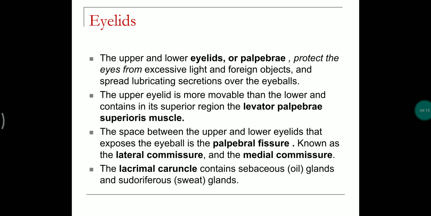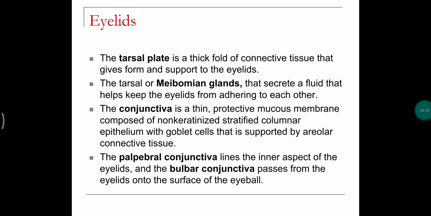Eyelids. Coming to the next sense, the eye, which has upper and lower eyelids called palpebrae, which protect from excessive light and foreign objects, and also help in lubrication of the eyeballs. The upper eyelid is more movable than the lower one because of the presence of the levator palpebrae superioris muscle, and the space between the upper and lower eyelids is called the palpebral fissure. The lacrimal caruncle, present in the corner of the eye, consists of sebaceous glands and sweat glands.